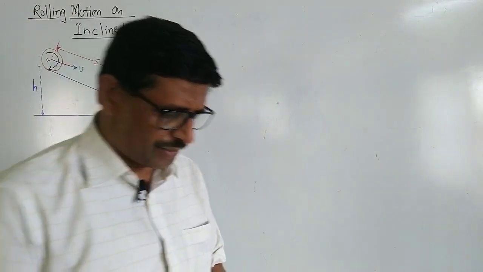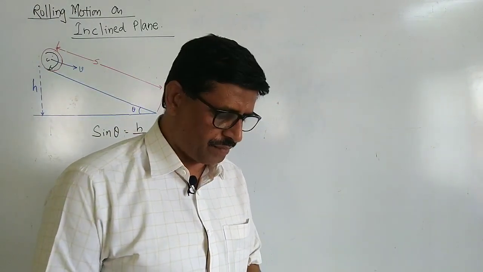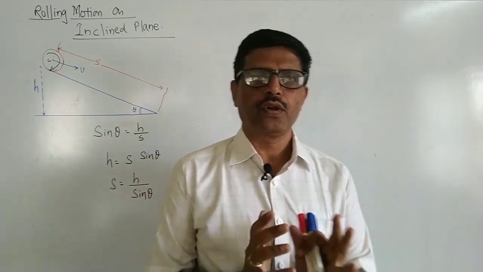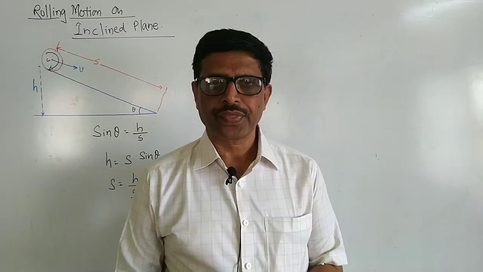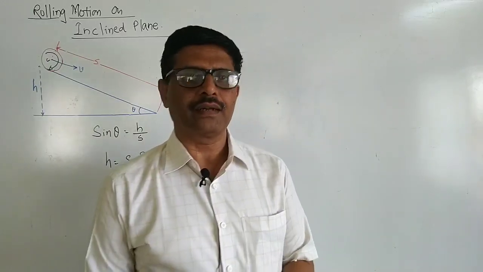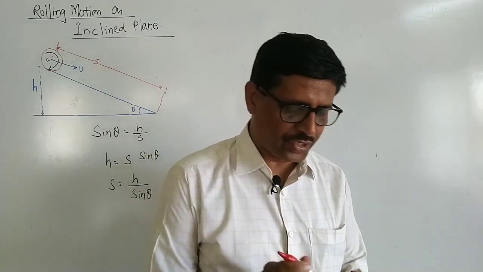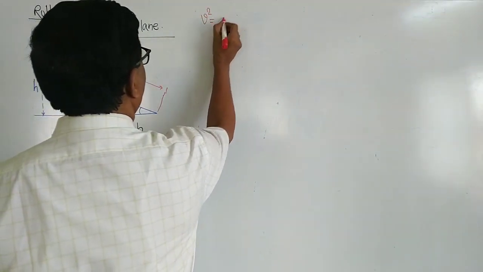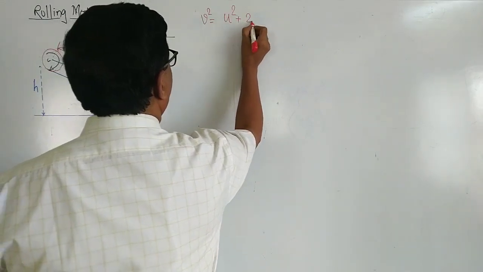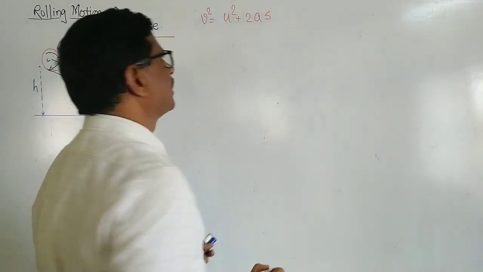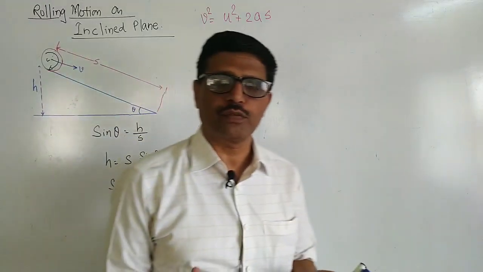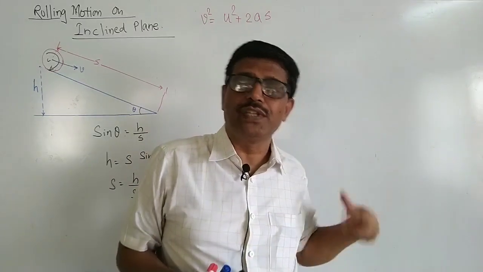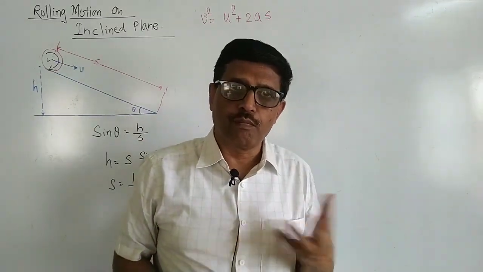After determining the velocity of a rolling body on the inclined plane, we are going to derive the acceleration of a rolling body on the inclined plane. For that, again we will make use of the kinematical equation. The second kinematical equation is v square is equal to u square plus 2as, where v is the final velocity of the body, u is the initial velocity of the body, and a is the acceleration with which the body is moving.